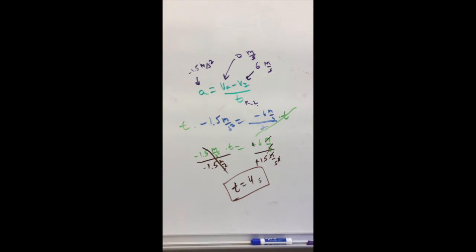So what I want you to see there is that I got the same answer. 4 seconds, that's the same answer we got logically using that moving man. But we used the 3 variables that we identified, we plugged them into the acceleration equation, and we solved for time. So ultimately, we're going to be solving most of our problems algebraically like this, which can sometimes be a little bit more difficult to wrap your brain around compared to looking at the moving man.